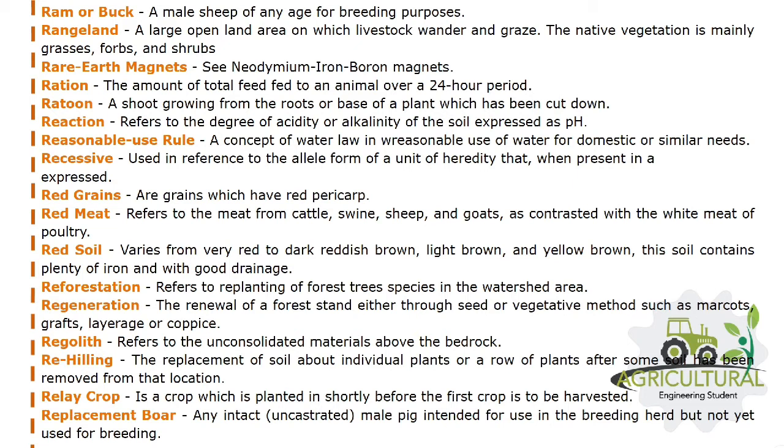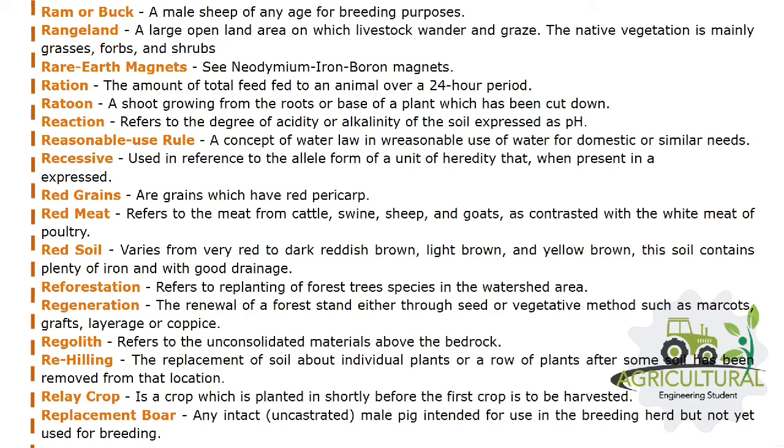Red soil varies from very red to dark reddish-brown, light brown, and yellow-brown. This soil contains plenty of iron and has good drainage. Reforestation refers to replanting of forest tree species in the watershed area. Regeneration, the renewal of a forest stand either through seed or vegetative methods such as marcots, grafts, layerage or coppice.